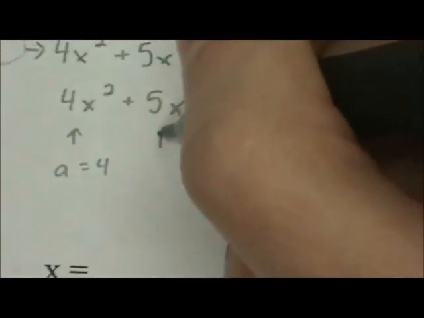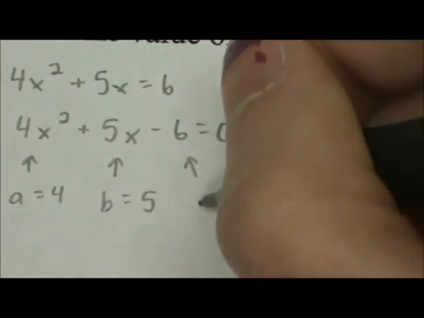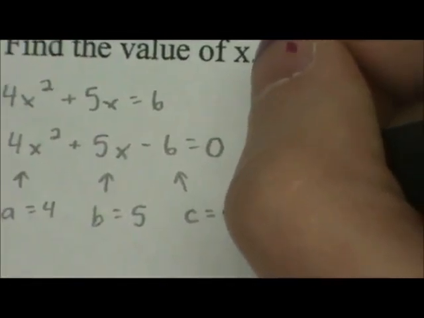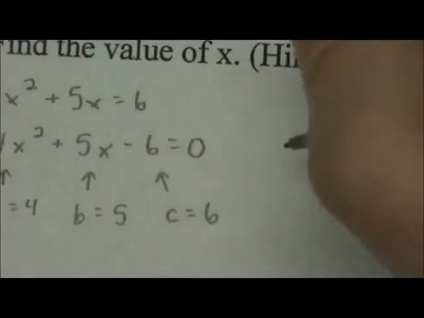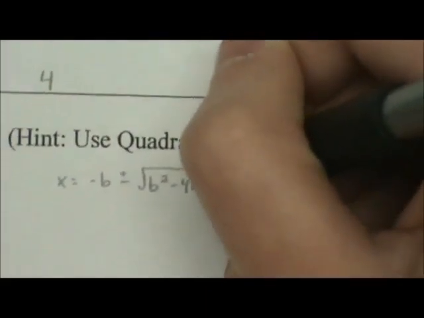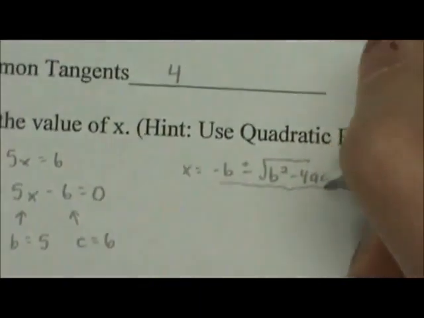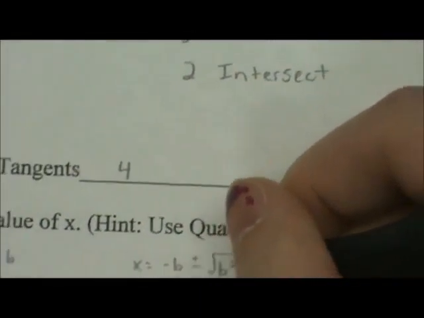And then you figure out that a is 4, 5 is b, and c is negative 6 because they're all in the places of the quadratic equation. Then you use x equals negative b plus or minus the square root of b squared minus 4ac all over 2a. And you use a, b, and c to plug into them.